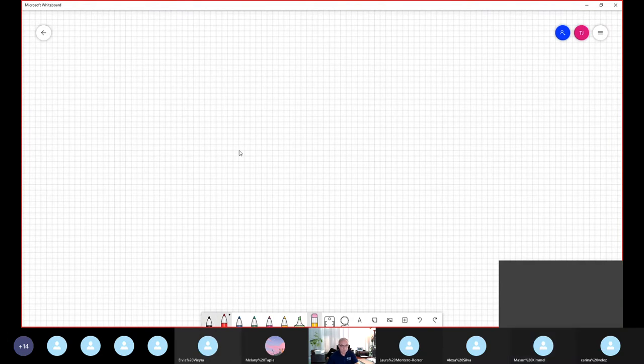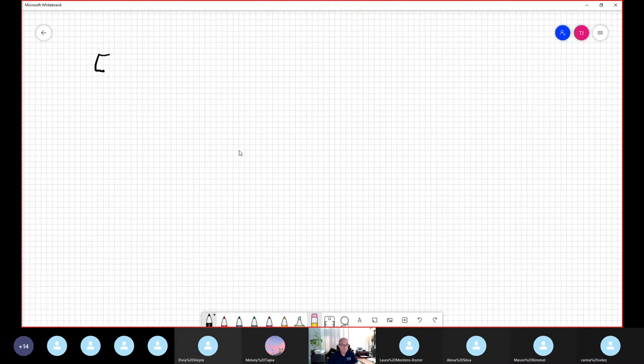Okay, example two now. I change a little bit. I give the function, but give it in standard form, like that: 3x squared plus 12x plus 5.